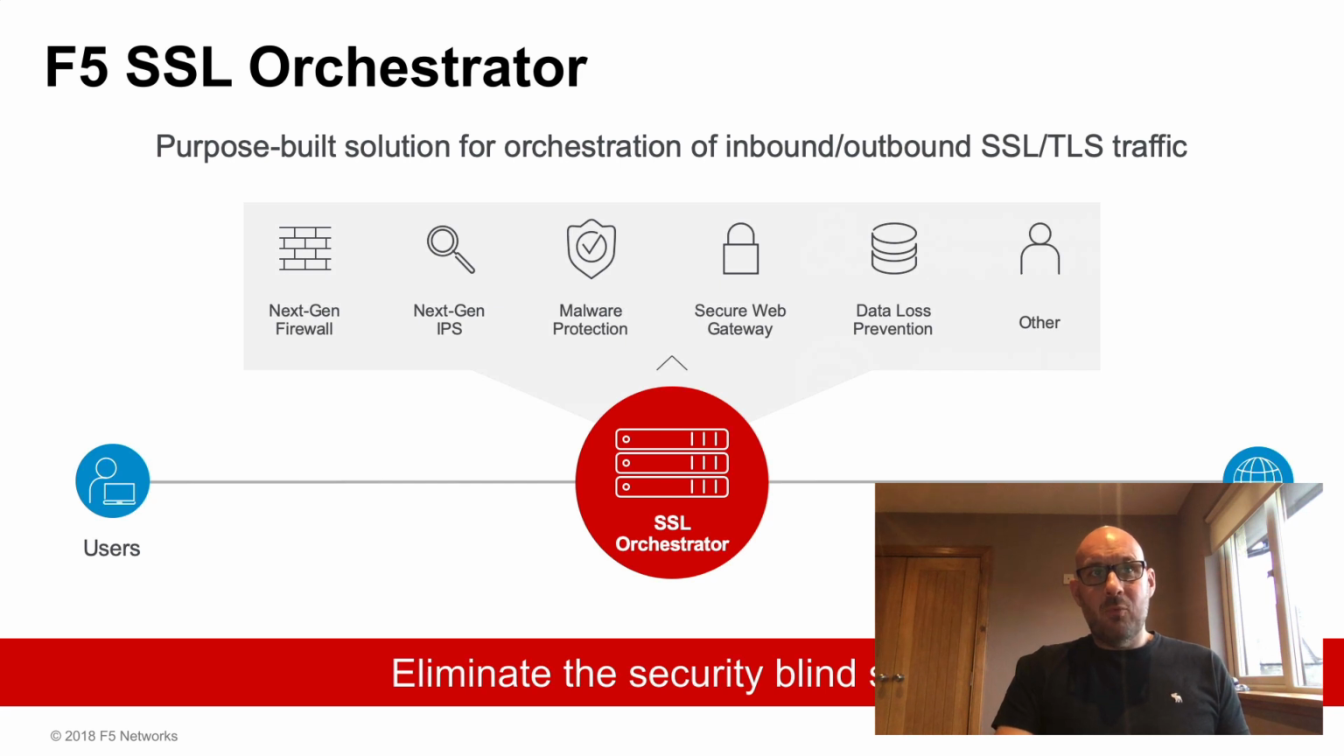So at F5, we have built F5's SSL orchestration. It is a purpose-built solution for the orchestration of inbound and outbound SSL TLS traffic. We break the daisy chain paradigm. The F5 solution provides a single intercept point that does the decrypt and re-encrypt just the once. We're the only device in the data path, and we steer the traffic in clear text to your existing security controls. Existing security controls are now able to see 100% of the traffic in clear text without the computational overhead of the decryption and re-encryption of that traffic.